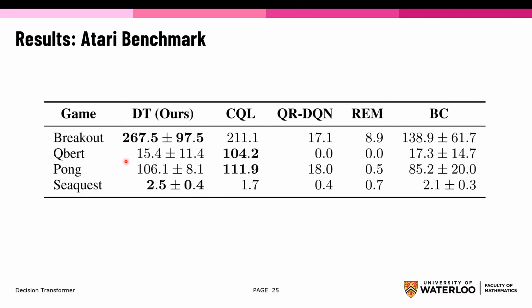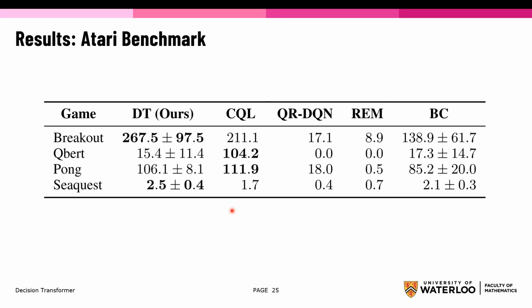When it comes to Qbert, we can see that the DT is actually performing much worse than the CQL method, and in Pong, it's performing slightly worse. Now, looking at the BC, it's only doing behavioral cloning. However, it's doing much better than the QR-DQN and the REM methods. And when it comes to the CQL and the DT, it's performing quite closely to the DT, and the CQL might even be outperforming it in some of the games too.